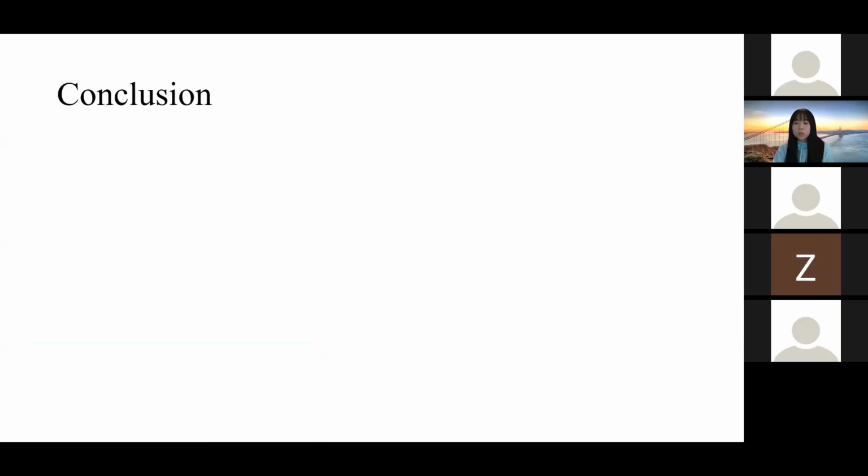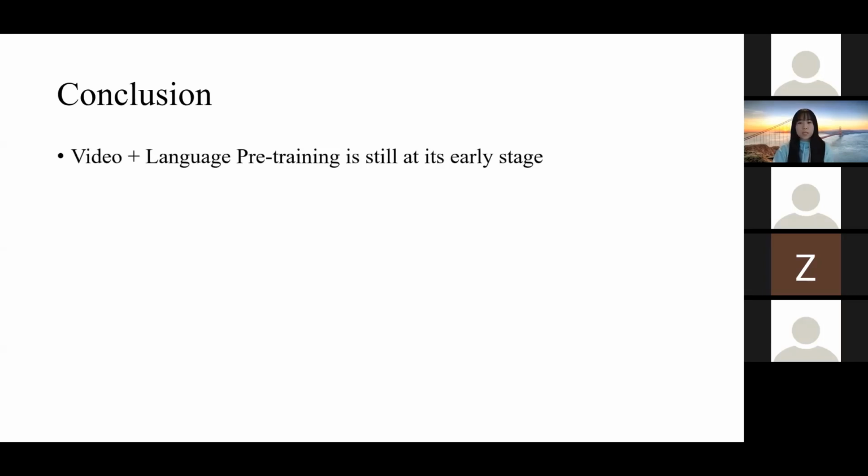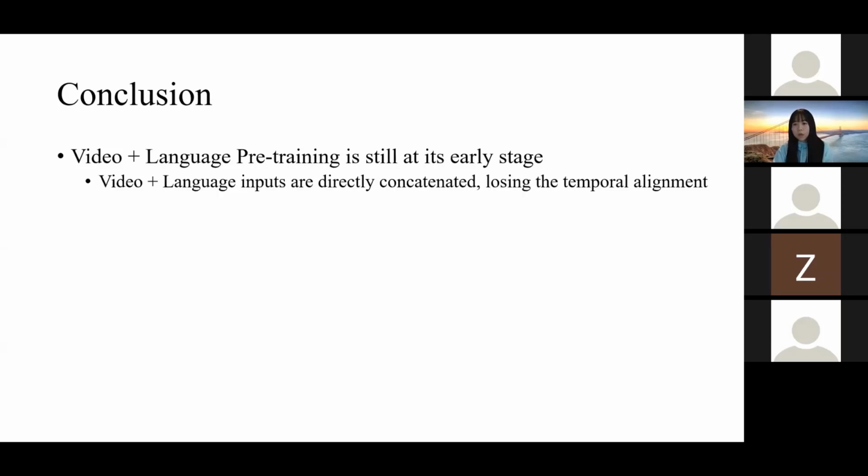To conclude, video plus language pre-training is still at its early stage. There are several limitations in current works. First, most works fuse video and language at a later stage. If early fused, video and language inputs are directly concatenated. Among all these methods, temporal alignment between videos and text is not explicitly exploited.